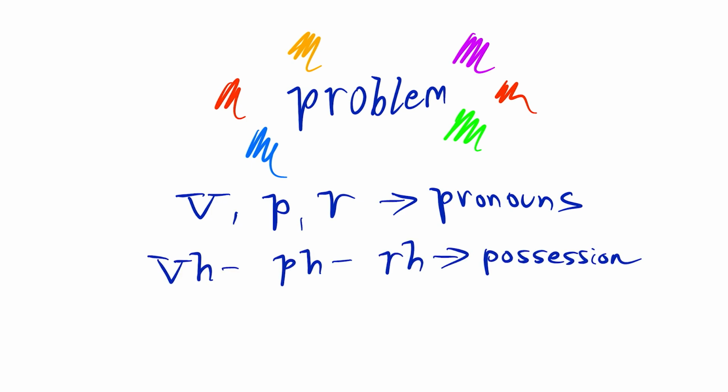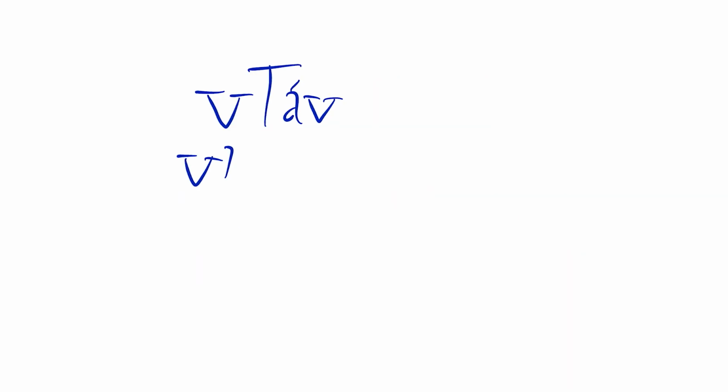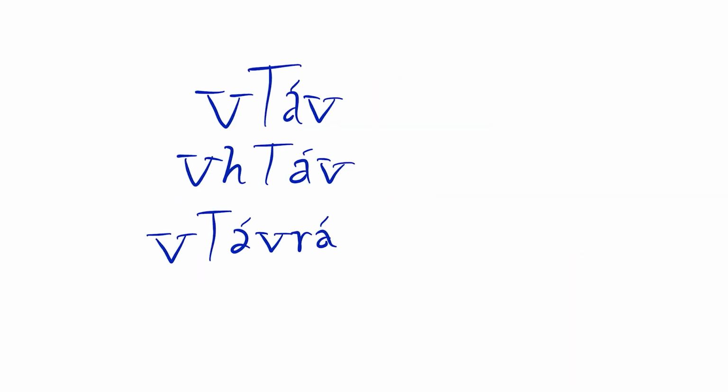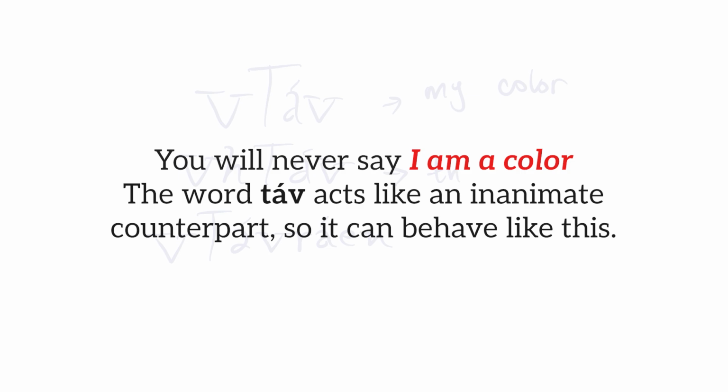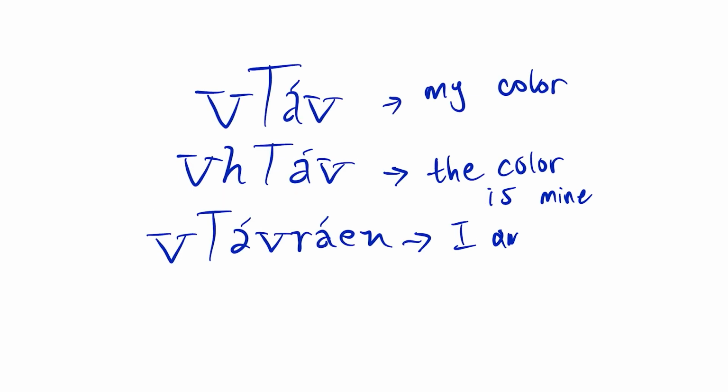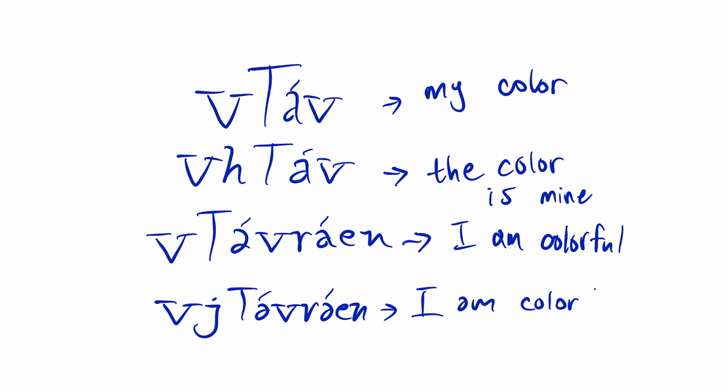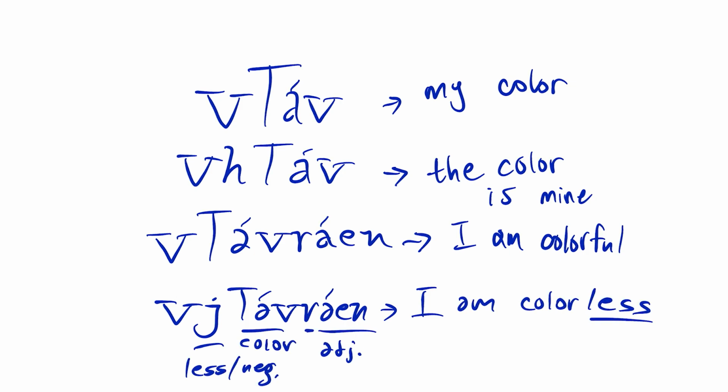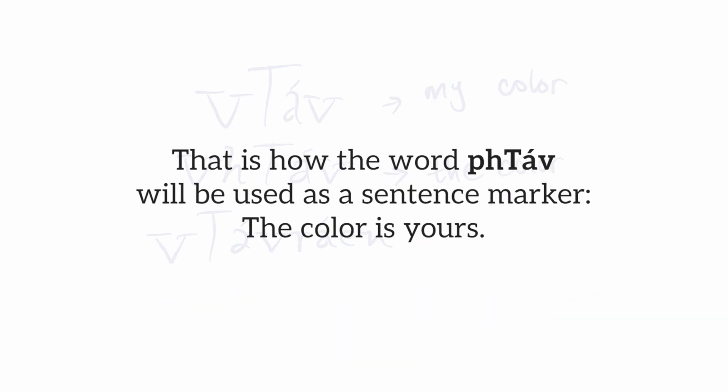This kind of word is an example. In English language, you will never say, I am a color, you are a color. In this case, this word vtav will mean my color. The modified version vhtav will mean the color is mine, and phtav will mean the color is yours.